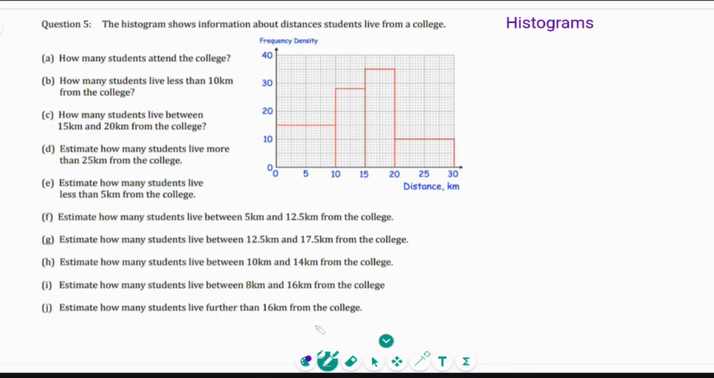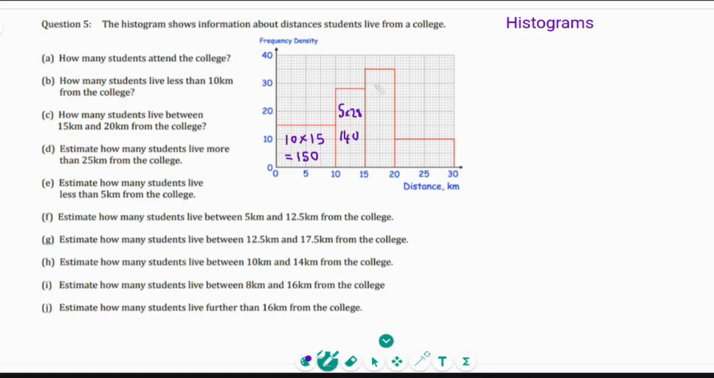Well, since the area of the bar tells us the frequency, we need to work out the area of each of these bars, which are rectangles. For the first one, we've got a base of 10 and a height of 15. So 10 times 15, 150. The second one, we have 5 for the base, and the height is 28. So 5 times 28, 140.